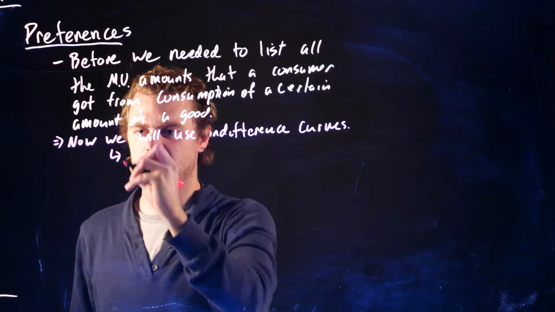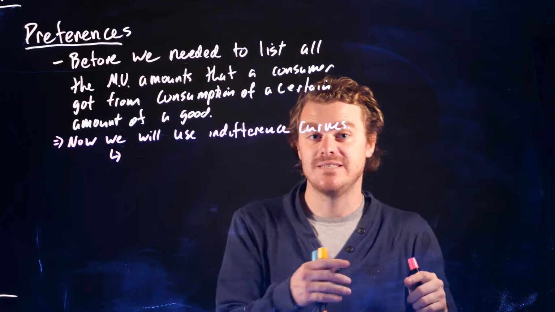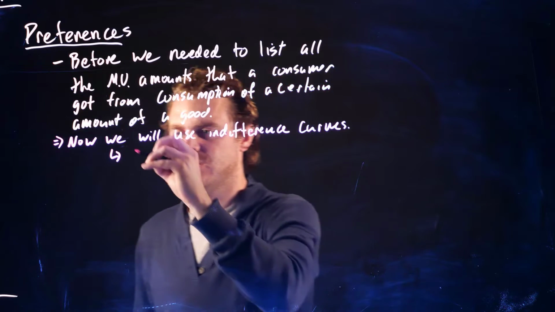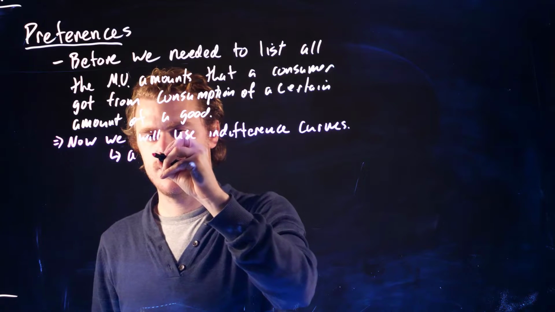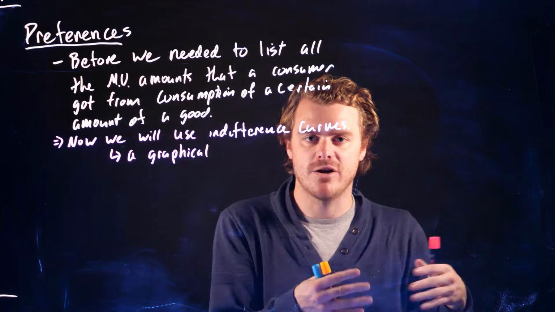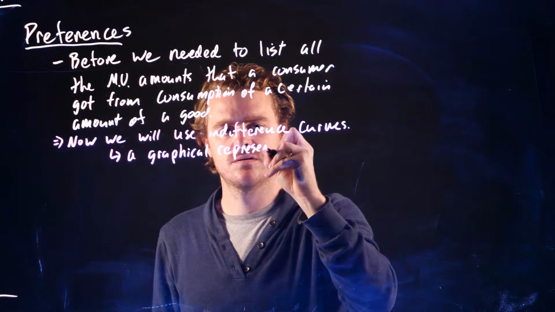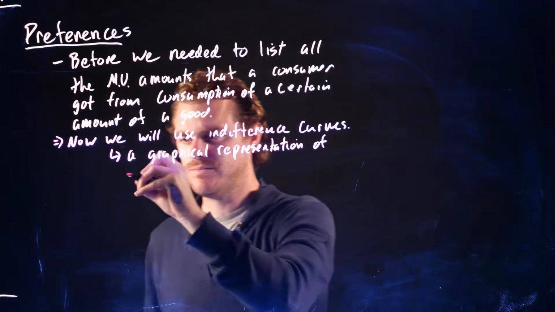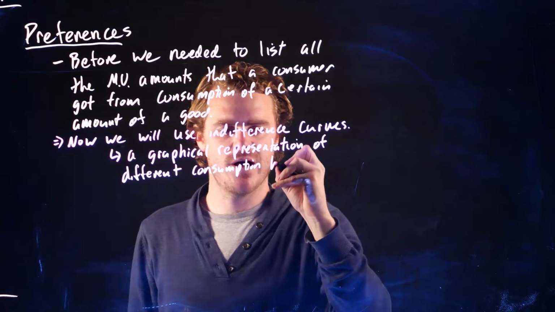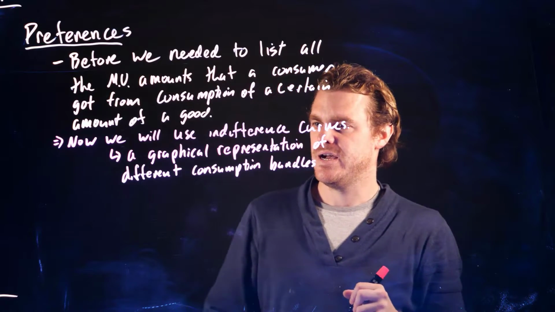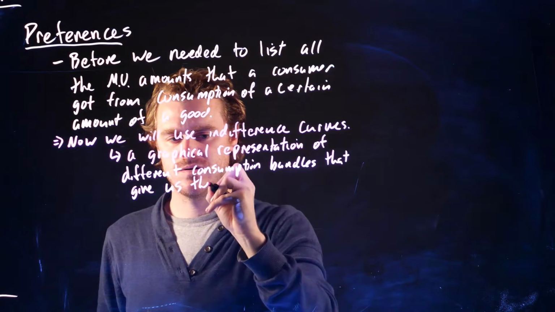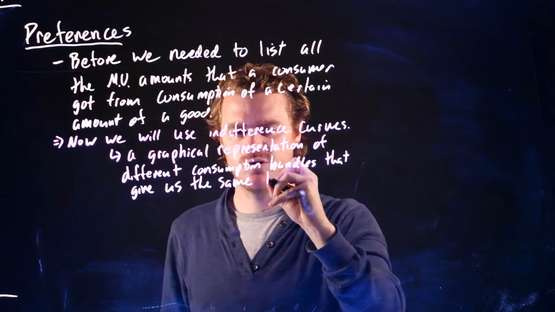What these indifference curves are is a graphical representation of different bundles of goods that a consumer is indifferent towards, in that it gives them the same total utility. It's a function that represents different combinations of goods that give someone the same amount of total utility. Remember, consumption bundles are different combinations of these two goods that we're looking at. A graphical representation of different consumption bundles that give the consumer the same total utility.